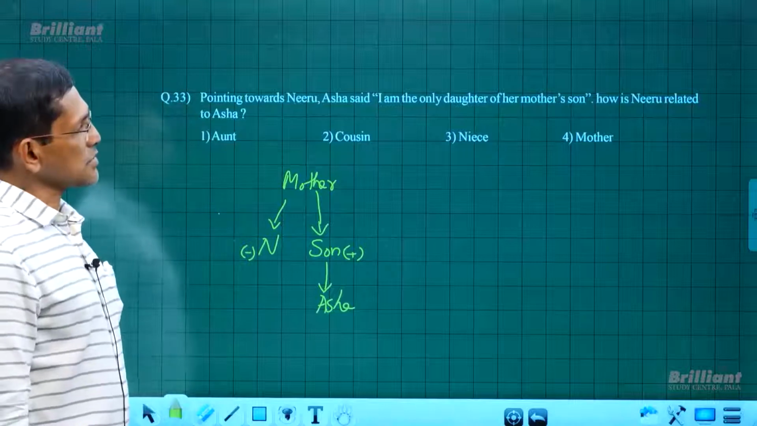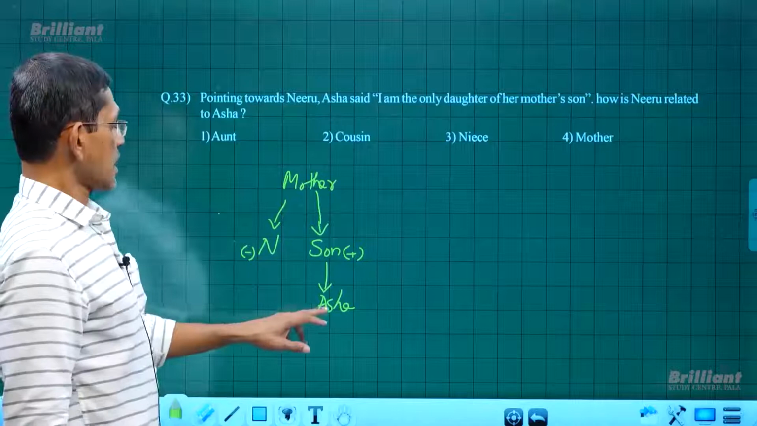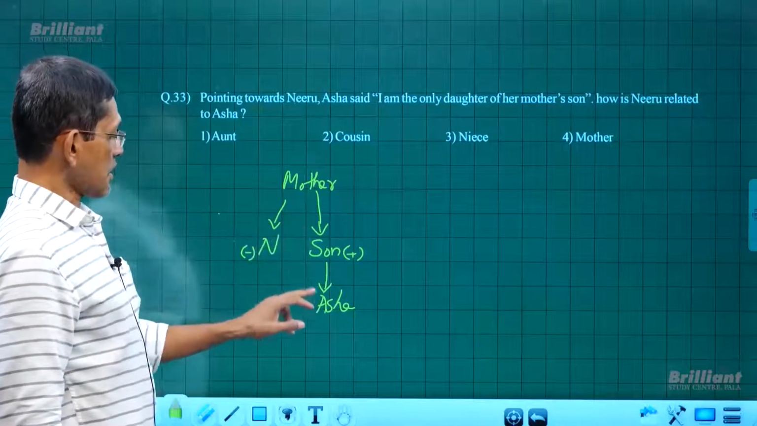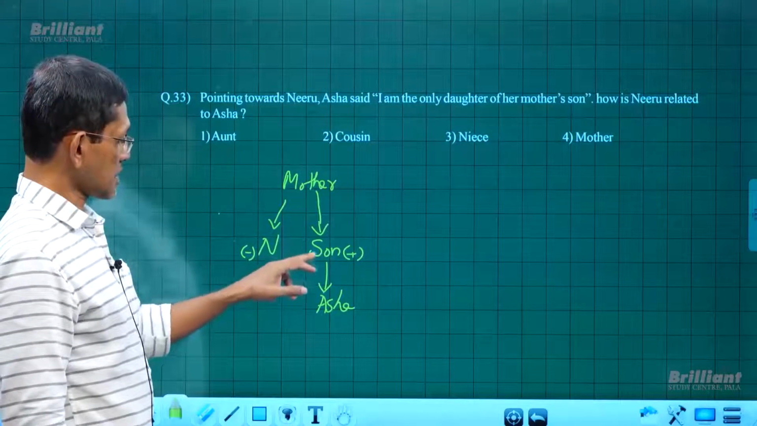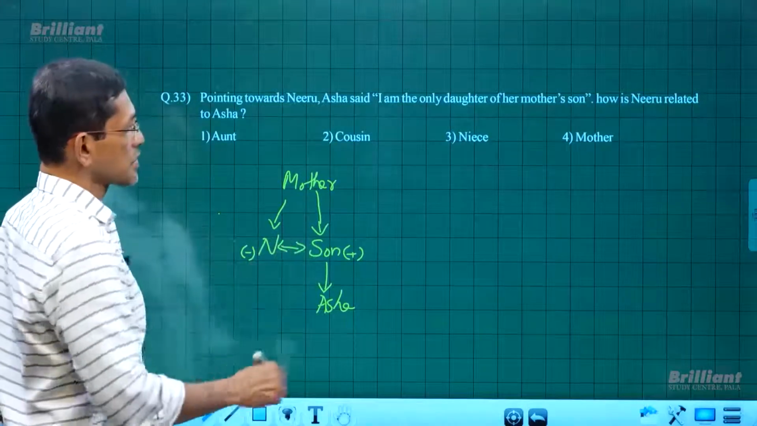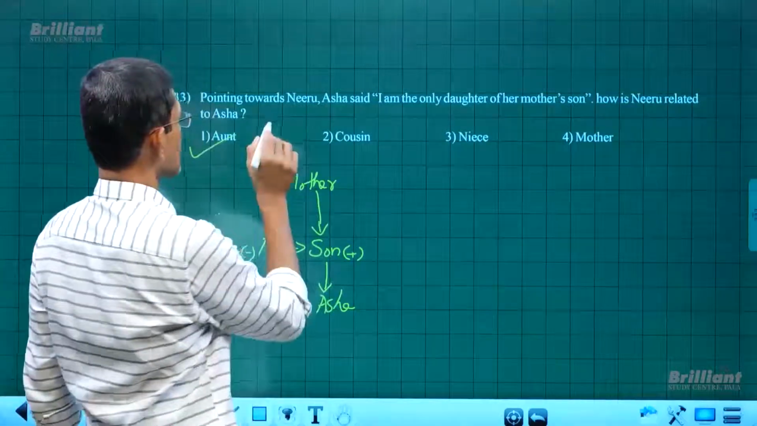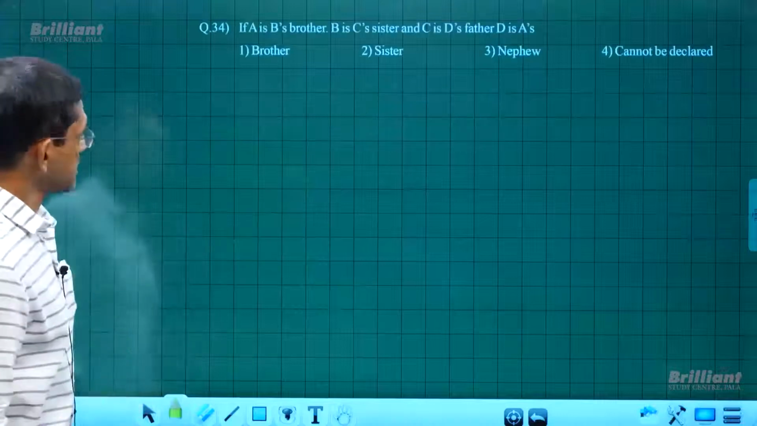Well, how is Neeru related to Asha? From Asha's point of view, who is Neeru? Asha's father's sister. That is Neeru. So the answer is what? Aunt. Next one, 34.